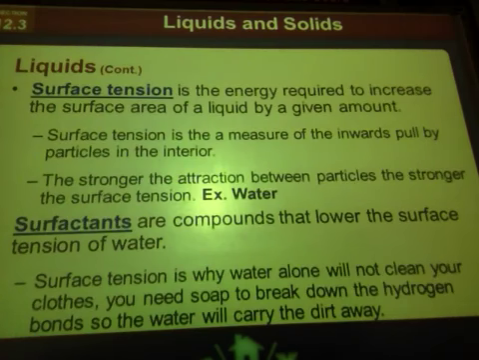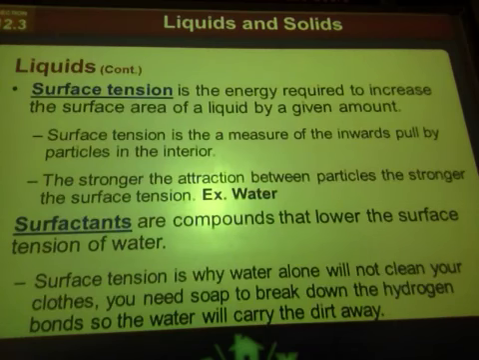Imagine that you have a glass of water. No ice, just a glass of water. The water particles that are in the middle of this liquid can be attracted to particles above or below, or they could be attracted to water particles on the sides. So they can have an attraction from any direction.